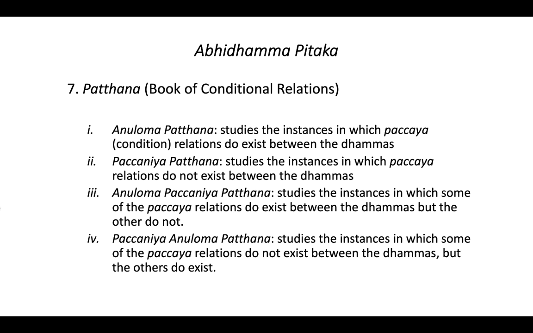The arrangement of the system is so very intricate, complex, highly thorough and complete that it earns for this treatise the reputation of being deep and profound. The purpose of the Patthana is to apply its scheme of 24 conditional relations to all the phenomena incorporated in the Abhidhamma matrix. The main body of the book has four great divisions. Anuloma Patthana studies the instances in which paccaya conditional relations do exist between the Dhammas.